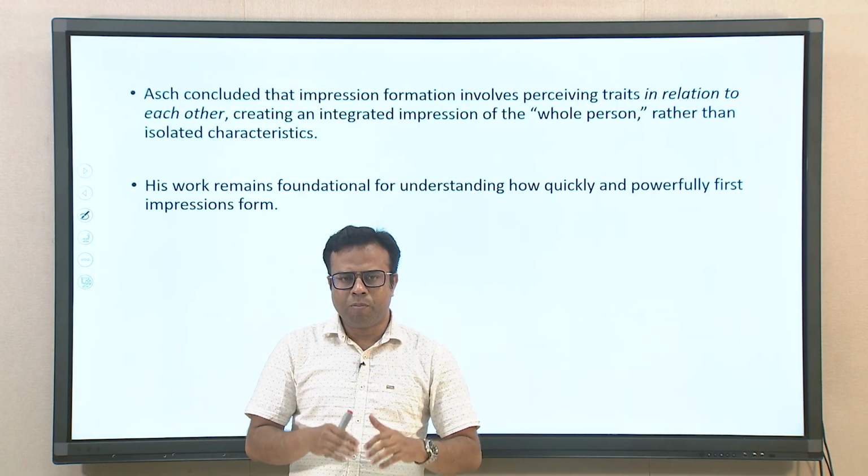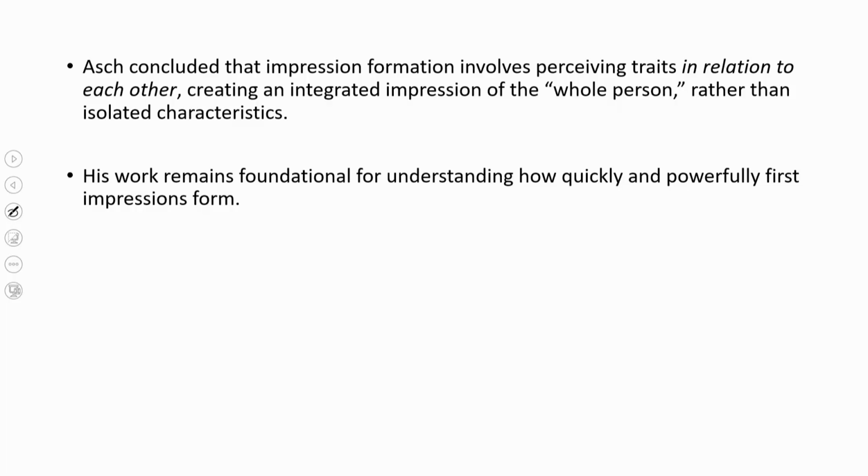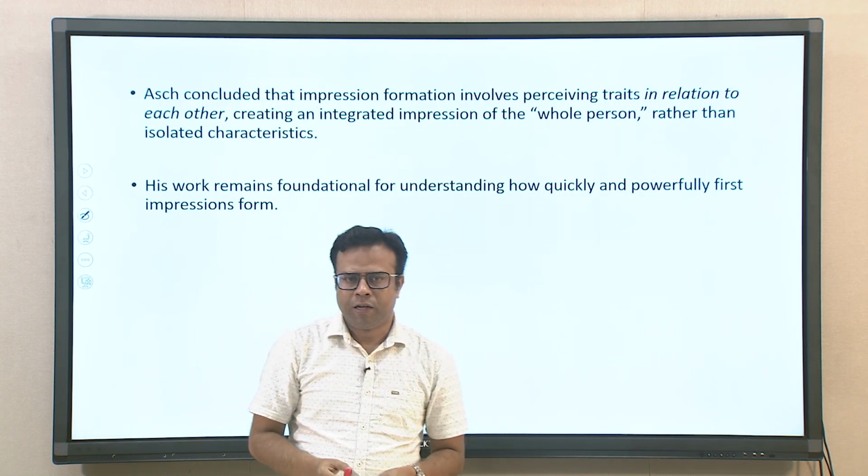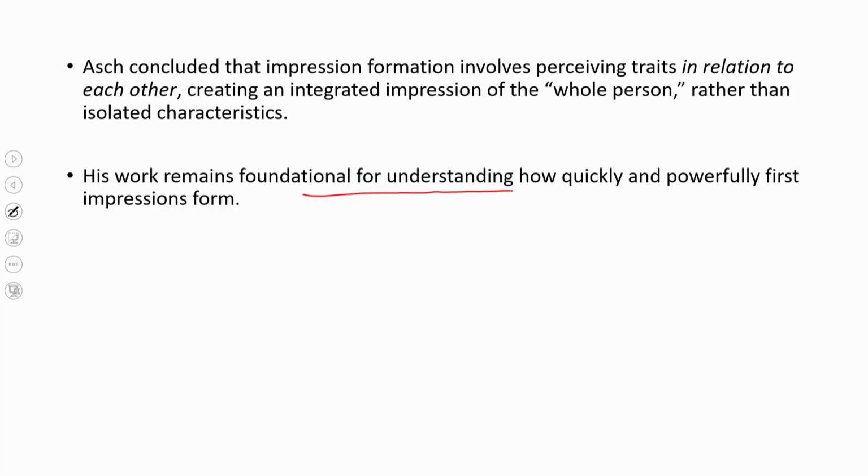So, Asch as such concluded that impression formation involves perceived traits in relation to each other. So, in an overall computation, they make a holistic judgment, creating an integrated impression of the whole person rather than characterizing isolated traits and adding them. His work remains a foundation for understanding how quickly and powerfully first impressions form. Okay? So, this is one of the first experimental studies that showed how quickly and powerfully first impressions can be formed based on certain characteristics.